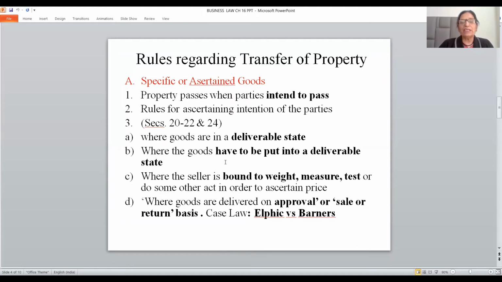And the fourth point is where the goods are delivered on approval or sale or return basis. Where the goods are sold on approval basis, if they are approved by the buyer, it will amount to sale, and if they are not approved by the buyer, they will be returned to the seller. Or the buyer can inform the seller, no, I have not approved the goods. There's an important case law regarding this, which I would like to share and discuss.